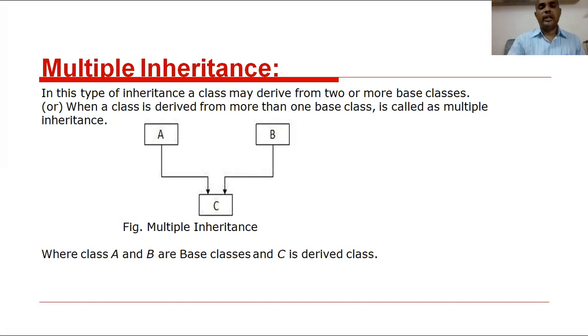In multiple inheritance, there is a collection of two or more classes and only one derived class. Two or more classes with a single derived class. This type of declaration is called multiple inheritance, where A and B are base classes and C is the derived class. The new class C is deriving the data from A and also data from B. This is called multiple inheritance.